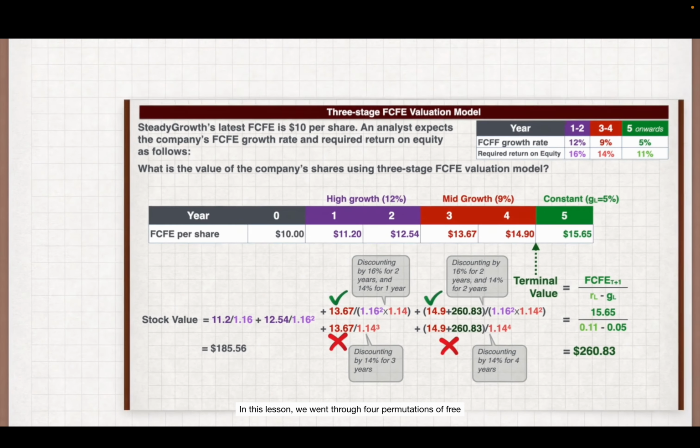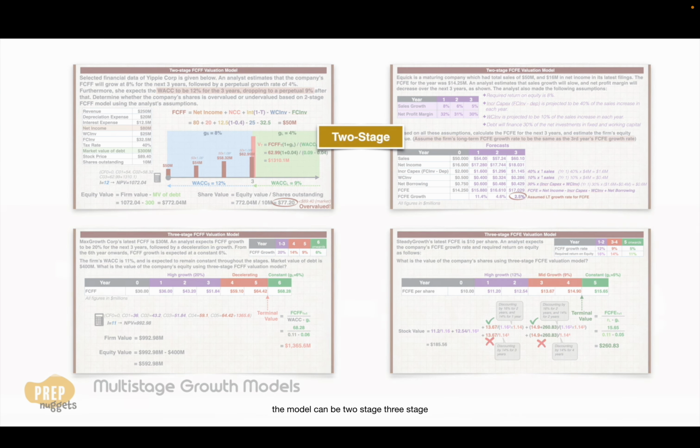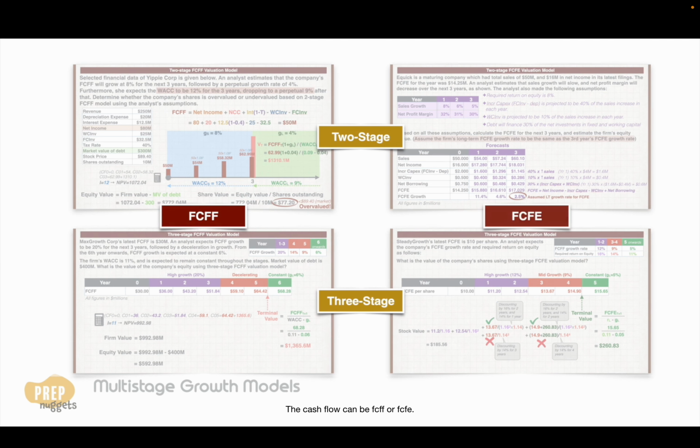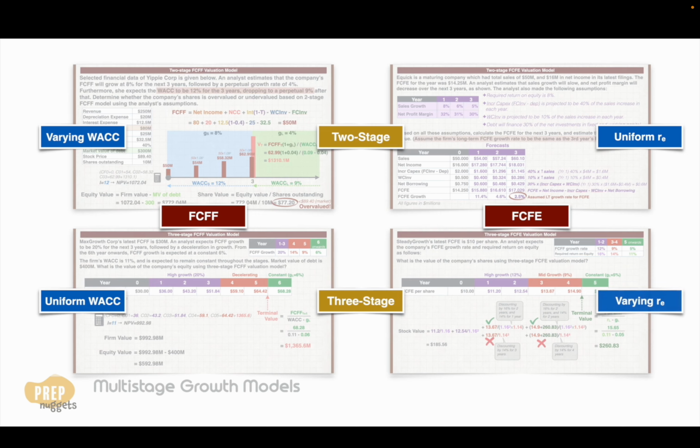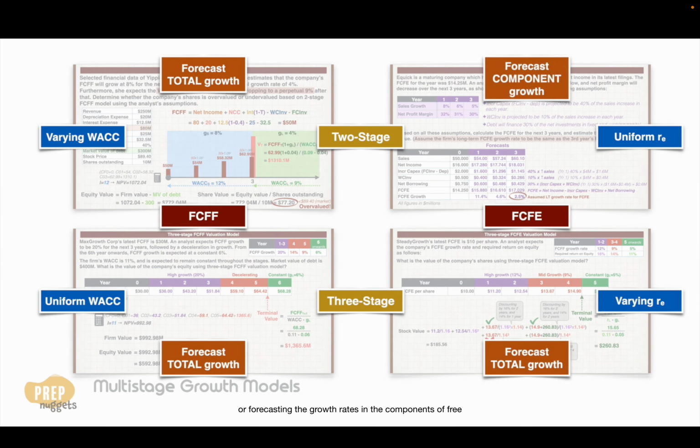In this lesson, we went through 4 permutations of free cash flow models. After going through these examples, you would have noticed that multi-stage free cash flow models can have several possible permutations. They are: the model can be 2-stage, 3-stage, or even more stages if appropriate. The cash flow can be FCFF or FCFE. The discount rate, that is the WACC or required return on equity, can be uniform or different across the stages. And forecasting of growth in total free cash flow, or forecasting the growth rates in the components of free cash flow. As you can see, the number of permutations that can appear in the exam is quite a lot, and we can't go through every single permutation.